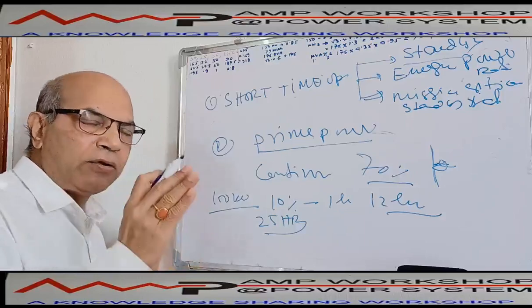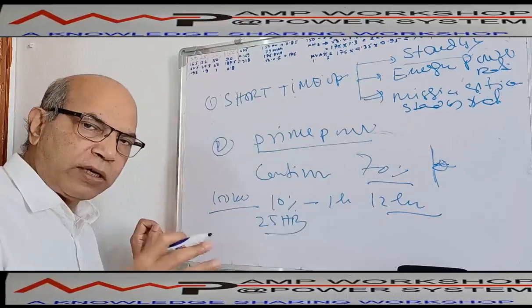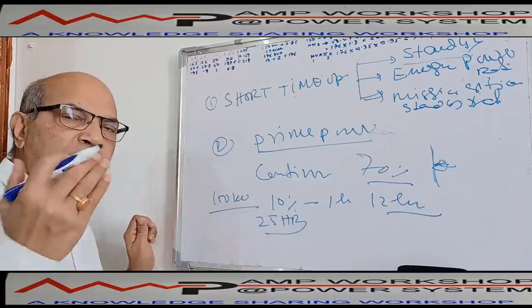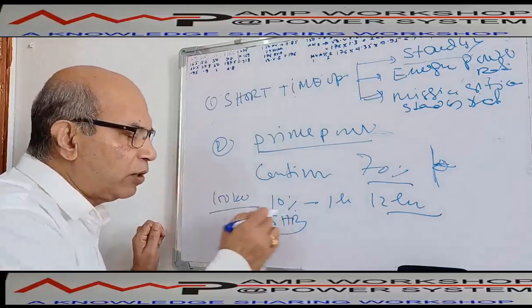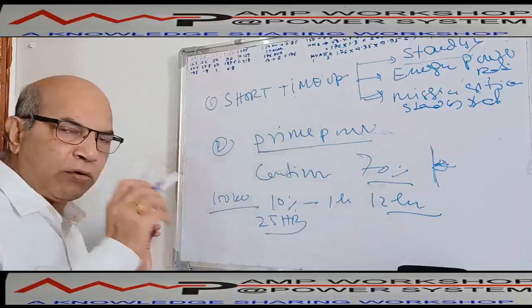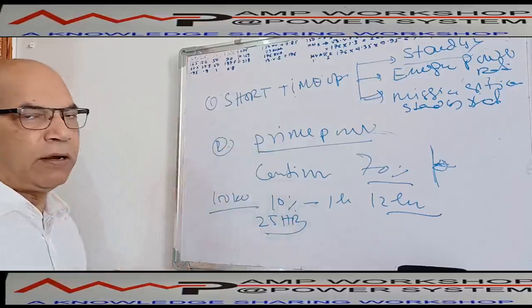The varying load average should be not more than 70% load factor, and overload is required sometimes. That overload can be limited within 10% for 1 hour every 12 hours, and in a year not more than 25 hours. If this is the type of load requirement, then for that type of application we use the prime power rating of the generators.